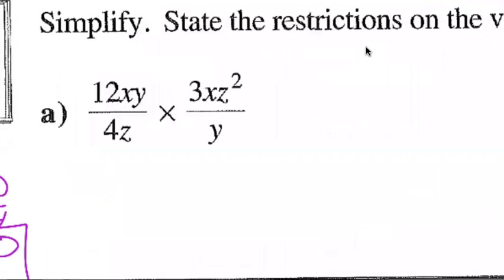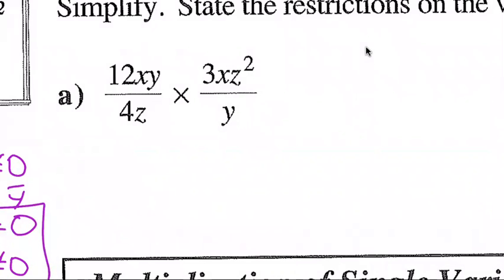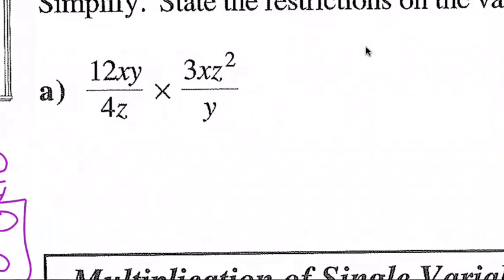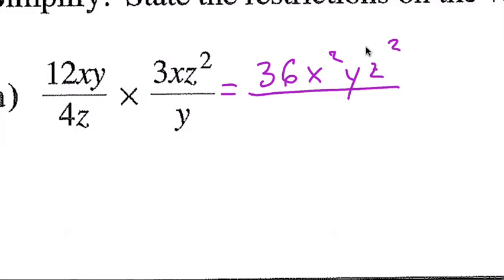Okay. So now 12xy over 4z times 3xz squared all over y. I'm going to do this two ways. I'm going to multiply straight across the top, straight across the bottom, and reduce. So 12 times 3 is 36. x times x is x squared. y times nothing is just y. And then z squared. That's my numerator. My denominator is 4z, y.